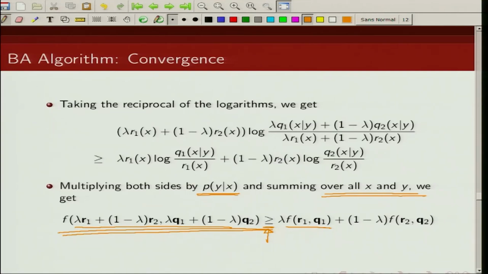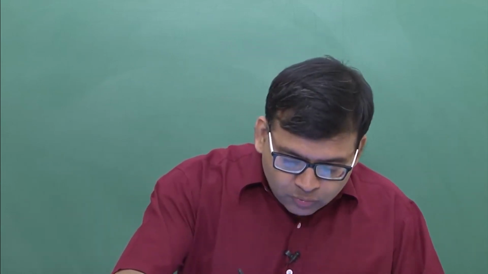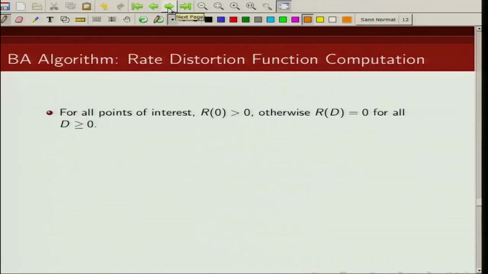So hence we have shown that when we iteratively compute r and q, as k increases, f evaluated at the kth iteration will tend towards the expression for channel capacity. And this is the Blahut-Arimoto algorithm for computation of channel capacity. Now the Blahut-Arimoto algorithm for the rate distortion function is very similar. We will just quickly browse over the results.